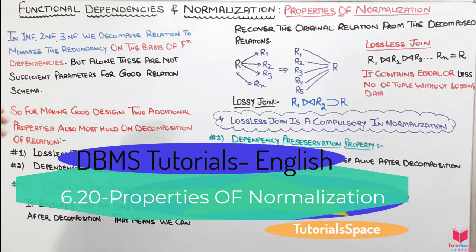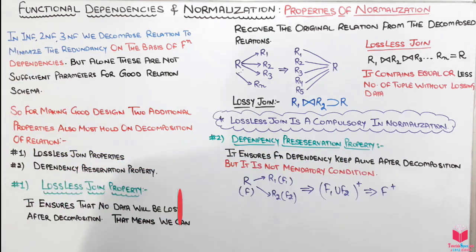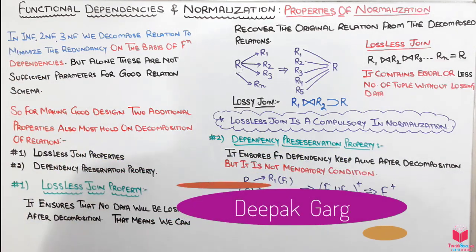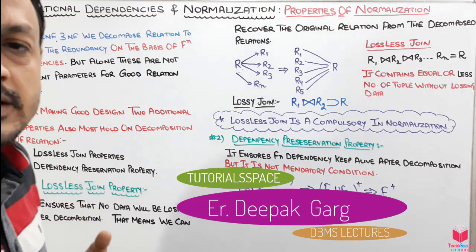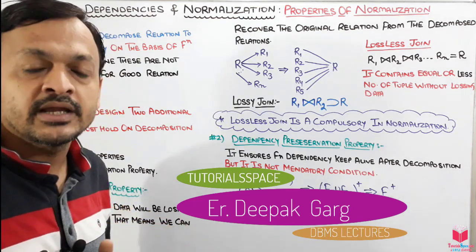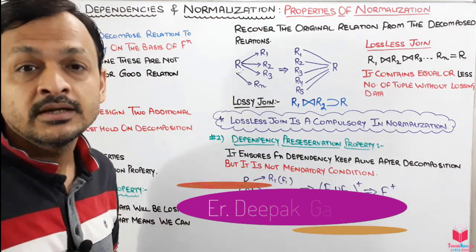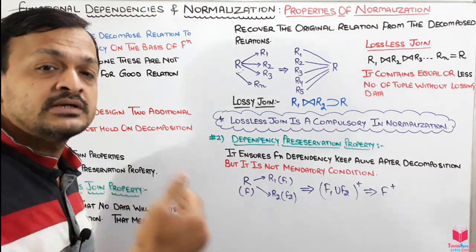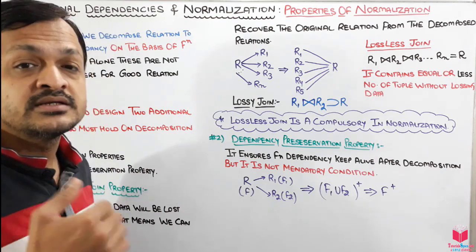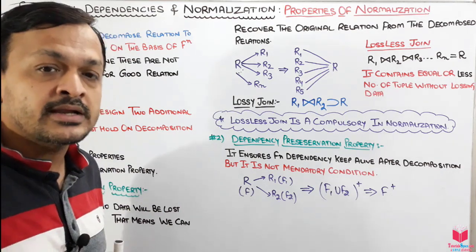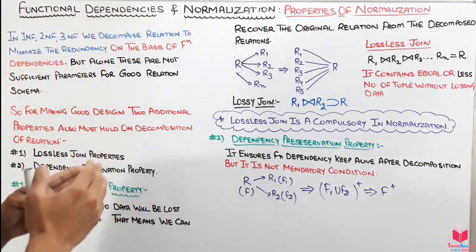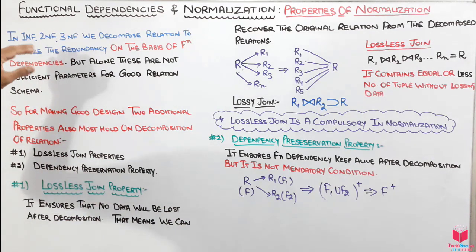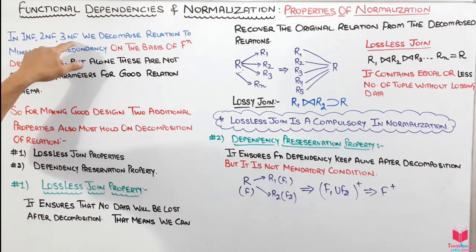In 1NF, 2NF and 3NF, we decompose the relation to minimize redundancy on the basis of functional dependency. We try to decompose the table so we can reduce the redundancy, but we apply the functional dependencies on that. Sometimes it is full functional dependency, sometimes transitive functional dependency, or sometimes we try to remove multi-valued composite attributes. These are basically the points that come under 1NF, 2NF and 3NF.